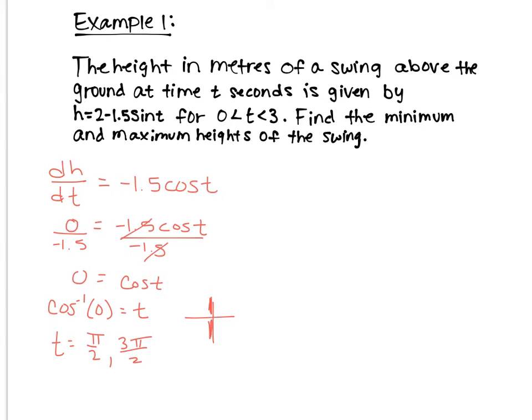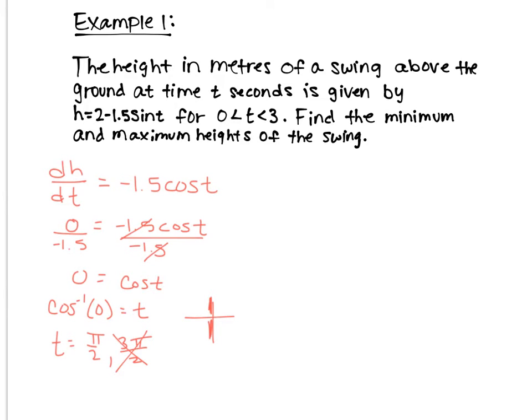Now we have to check that. Are those both in our restriction? And pi over 2 I think probably is, but we can always double check. And then 3 pi over 2, I don't think that will be in our restriction. No, that gives us 4.71. So we can cross that off. And so our only stationary point in the restriction is pi over 2. So we have pi over 2 as a possible option, and then we also have our endpoints.